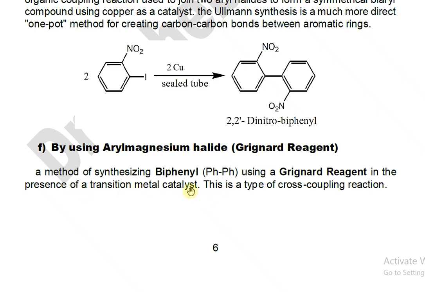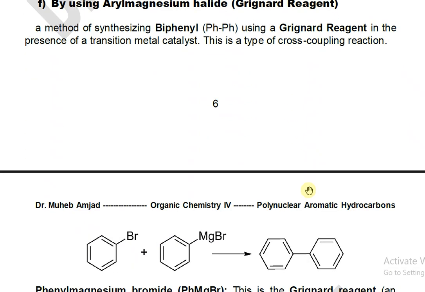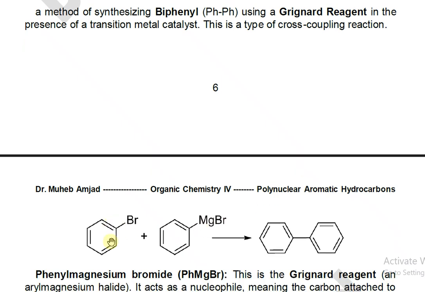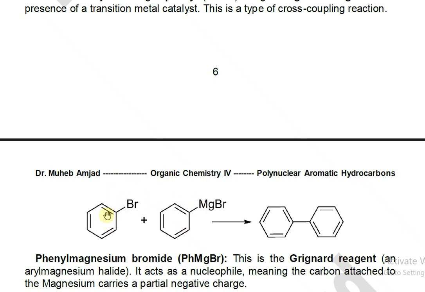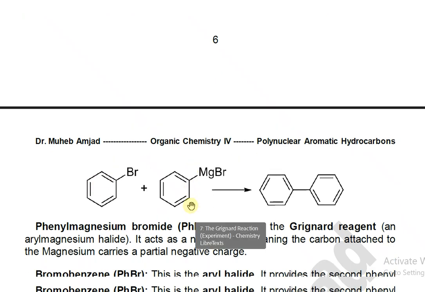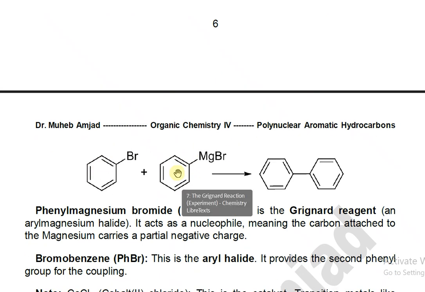This is a type of cross-coupling reaction. So what does cross-coupling reaction mean? It means the starting materials here are not similar to each other. So this is bromobenzene, but here it is not bromobenzene. This is the phenyl magnesium bromide, called here the Grignard reagent.